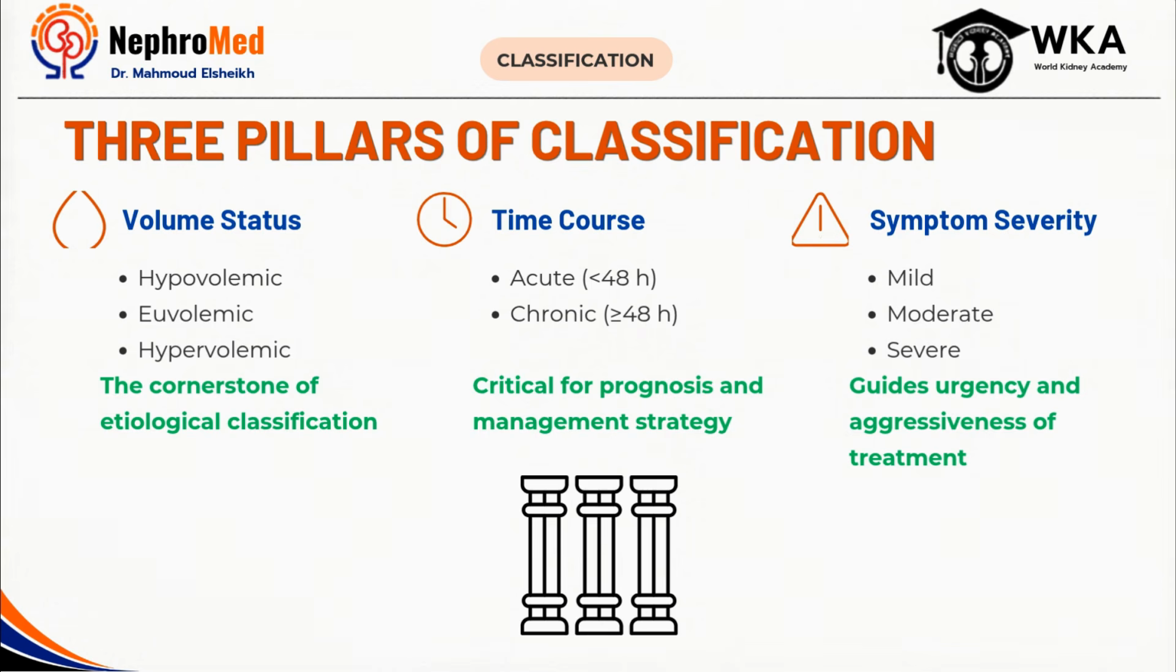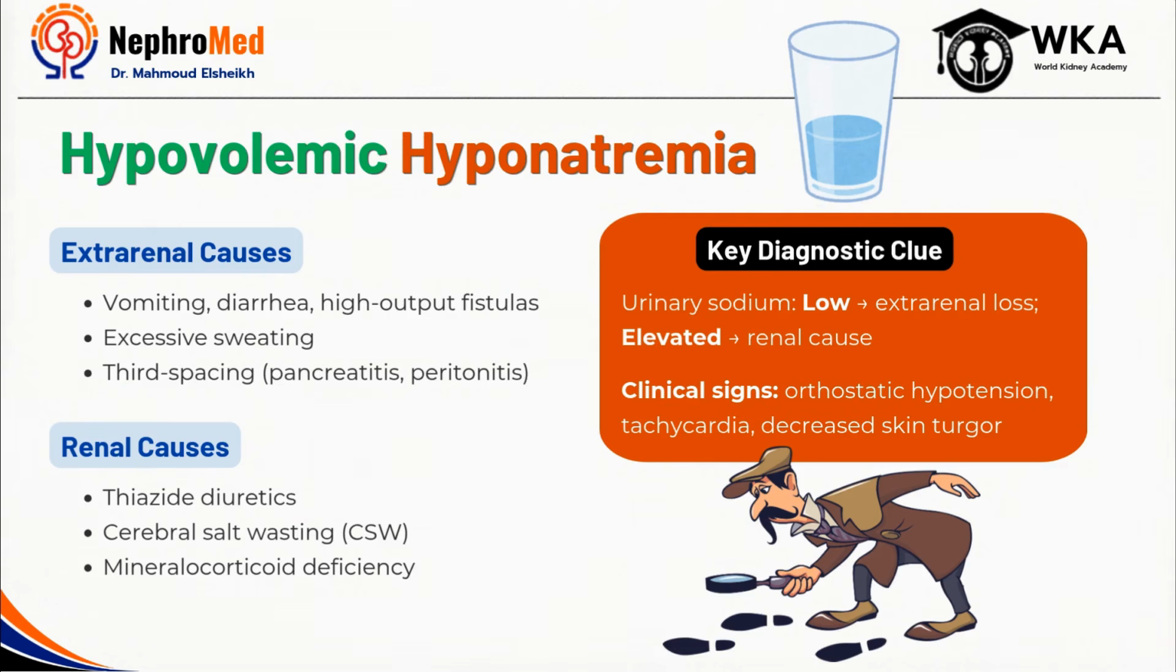And the third pillar is symptom severity. Are the symptoms mild, moderate, or severe? Because ultimately symptoms guide urgency and aggressiveness of treatment. A patient with seizures or profound neurological symptoms is managed very differently from someone who has mild chronic asymptomatic hyponatremia. So in practice, every hyponatremia case should be approached through these three lenses: volume status of the patient, time course, and symptom severity. Let's start with hypovolemic hyponatremia.